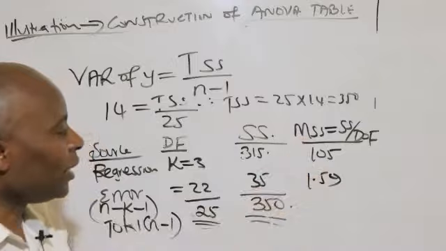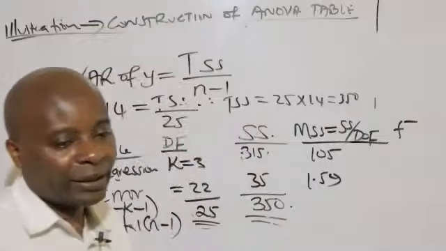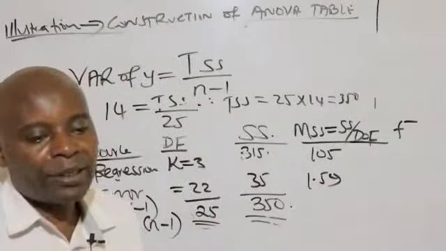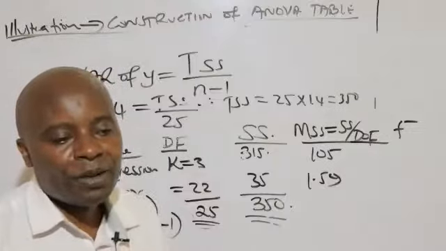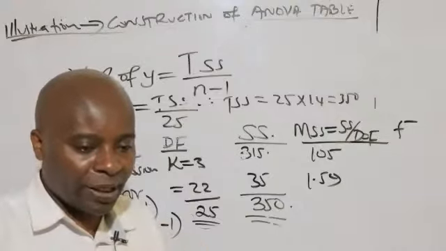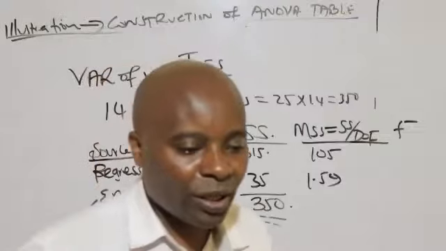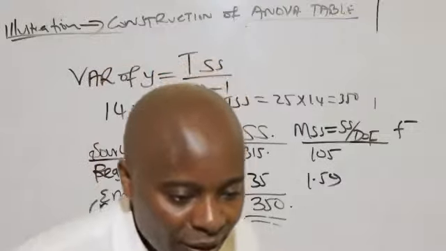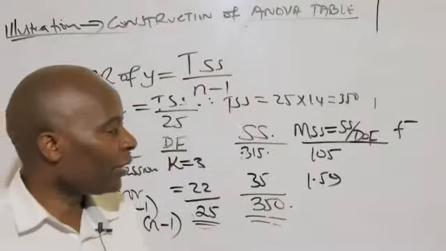Once I get this, I need to create a column of F. F should be the last thing, but most students have forgotten how to get this F. I'm 100% sure very many students can't remember the formula of getting F.